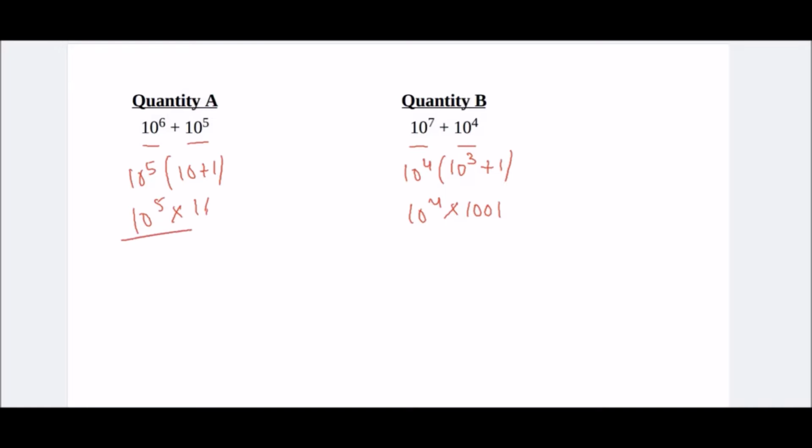So divide both sides by 10 power 4. That is eliminated, and 10 power 5 divided by 10 power 4 becomes 10, so 10 into 11, and here it will become 1001 only. The answer for quantity A is 110, and here 1001, that's why quantity B is greater, and our answer will be option B.